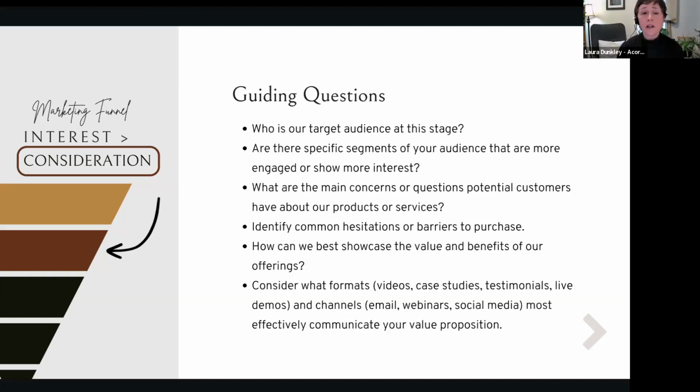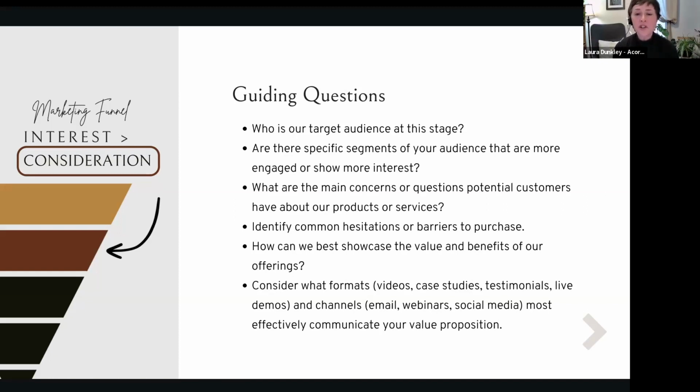So again, most of the guiding questions are similar. Who's the target audience? Are there specific segments in your audience, right? So you're moving them from broad to narrow. What are the main concerns or questions these people have? This is where frequently asked questions are so important. If you have a sales team or you're from your sales channels and people are asking the same questions, that means other people probably have those questions too. So you can actually use that and turn that into marketing material, which is really powerful.